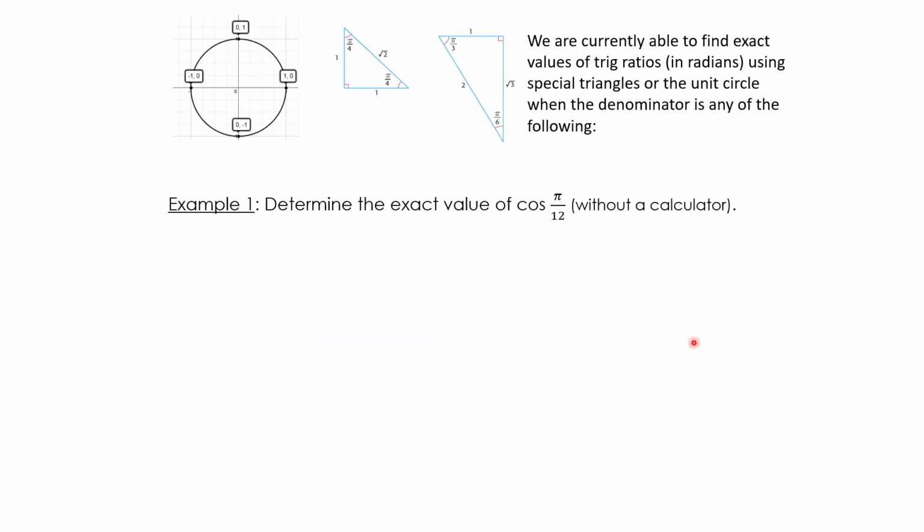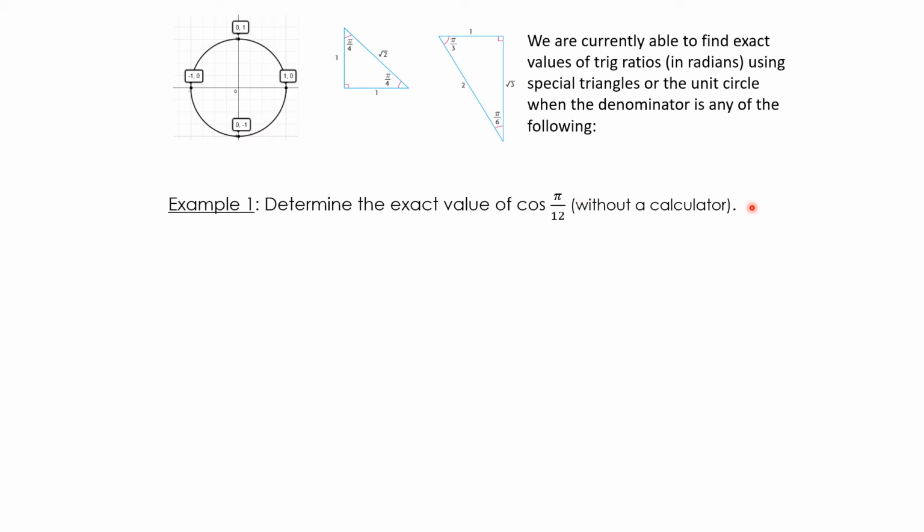We are currently able to find exact values in radians using the special triangles or the unit circle. So now we're going to find an exact value using a formula that we just determined. We want to find the exact value of cos pi over 12 without a calculator.